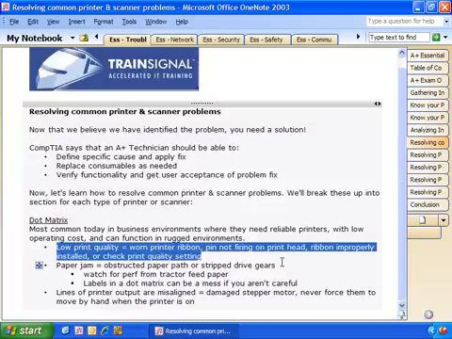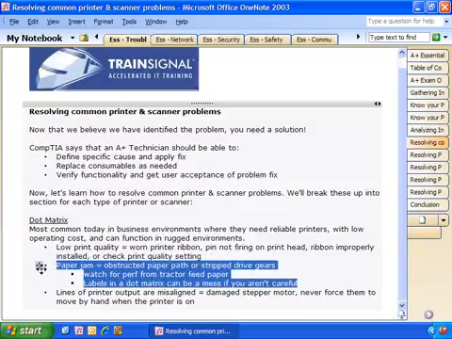Maybe someone set the printer on low print quality to get faster, higher speed out of it, and you just didn't know about it. All right, then there's paper jams. Many times a paper jam is caused by an obstructed paper path or stripped drive gears. So stripped drive gears, you're going to have a technician replace those.